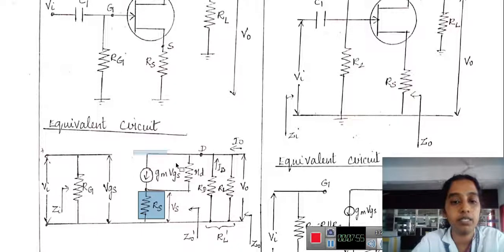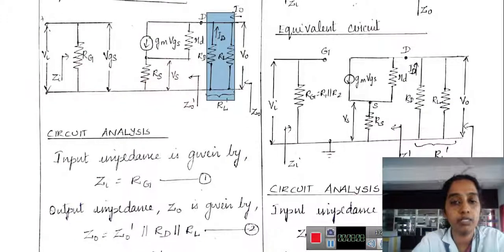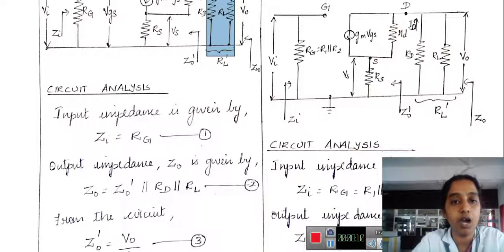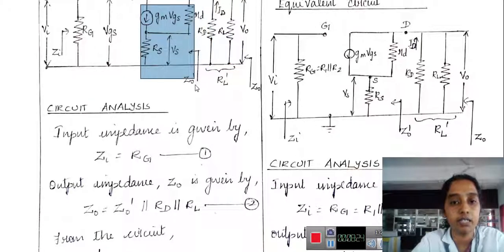The remaining parts are all the same. So this is the equivalent circuit of FET. I have included source resistance, Rd and RL. Now I know that input resistance Ri equals Rg, and the output impedance is Z0 dash. Whatever resistance I have considered here is Z0 dash. So Z0 is Z0 dash in parallel with Rd in parallel with RL.